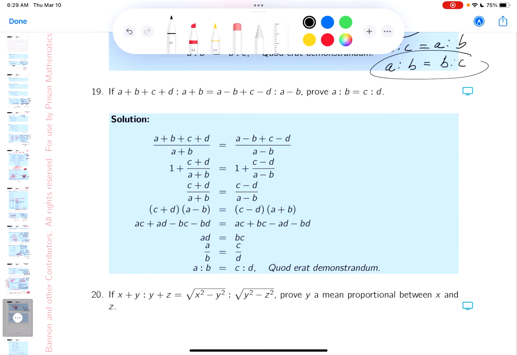Okay, so what they're asking me to do is they're giving me a given, and the given is this over here: (A plus B) over (A minus B) is identical to (C plus D) over (C minus D). Actually, let me correct that. The given is that A plus B plus C plus D over A plus B is identical to A minus B plus C minus D over A minus B. This is a given, and they want me to show that A over B is equal to C over D.